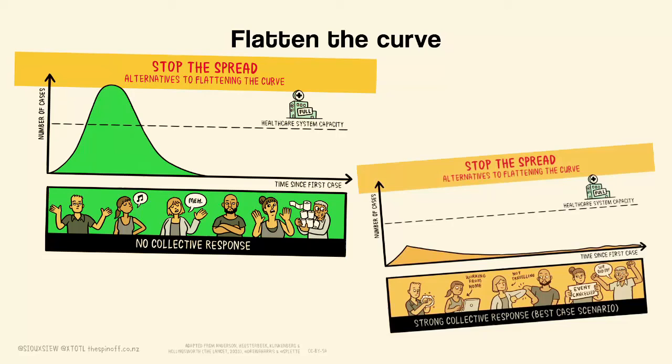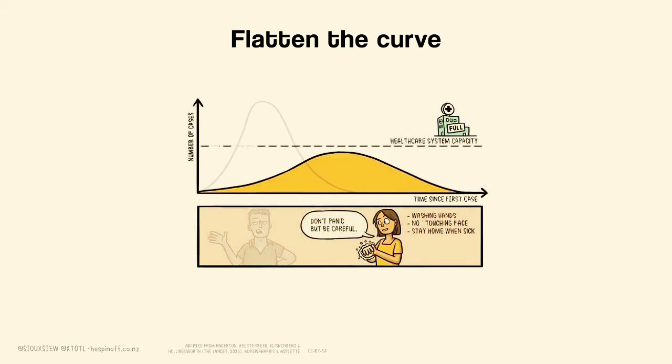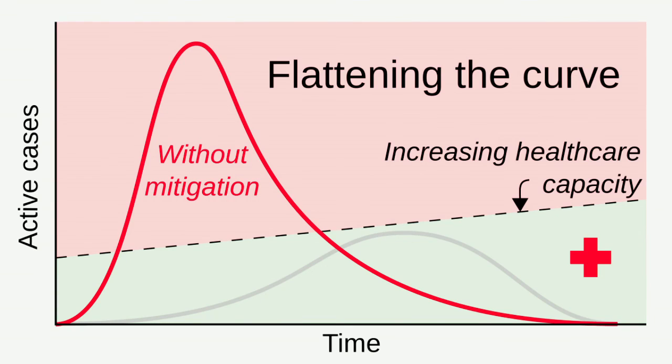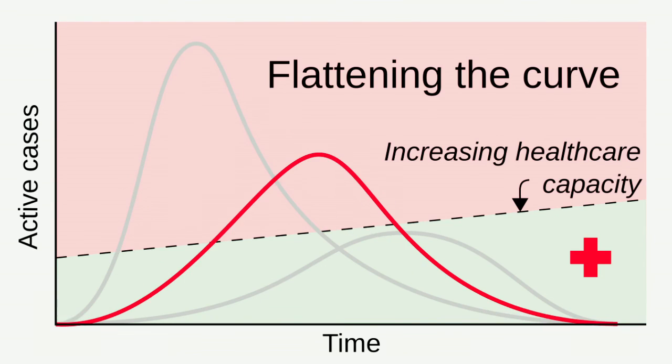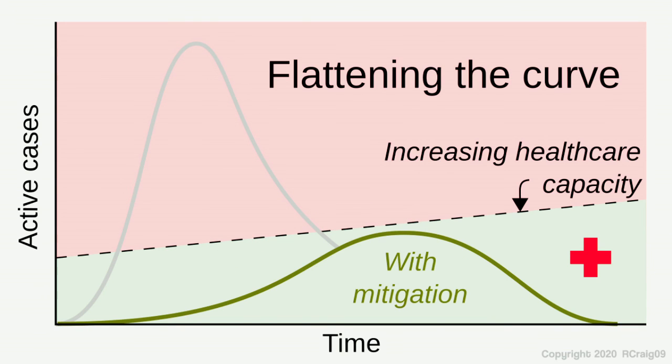We can achieve flattening of the curve by following social distancing and wearing masks. All of these are means of flattening the curve, which means keeping the number of cases to a low number over a longer period of time. That is what flattening the curve means.